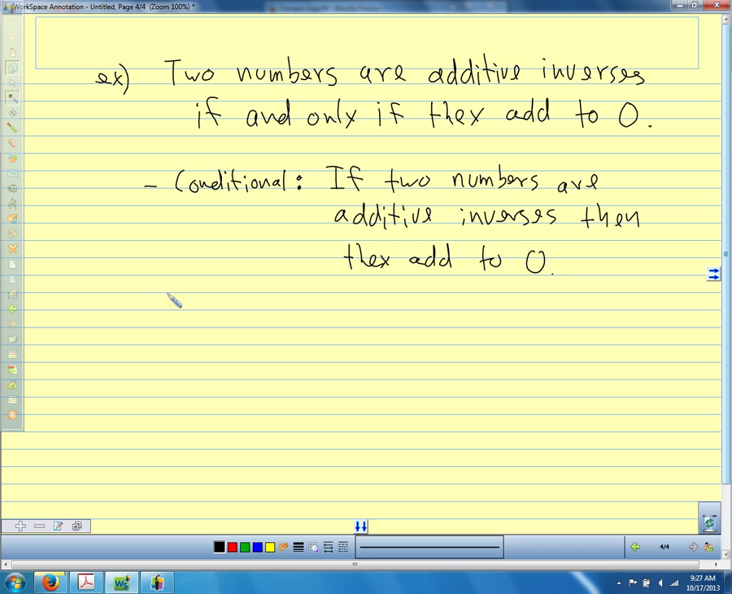And now to do the other part, we're just going to form the converse of this. So what would be the converse of this? Can you help me out, Evan? If numbers add to 0, they are, yeah. So if two numbers add to 0, then they are additive inverses.